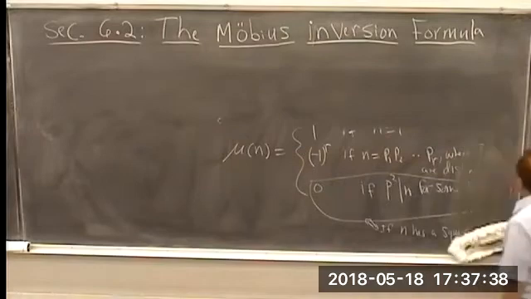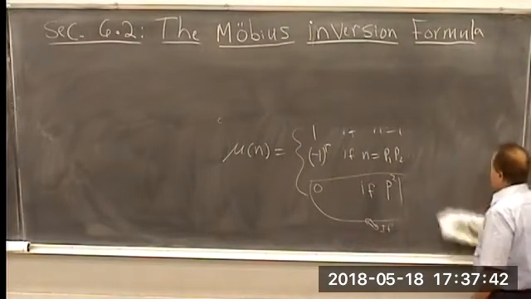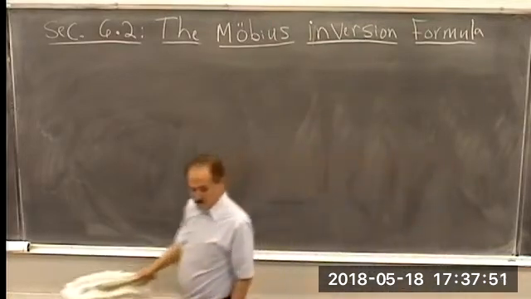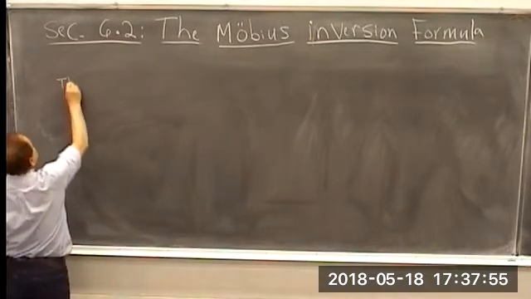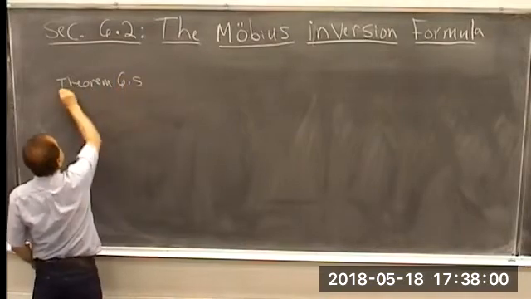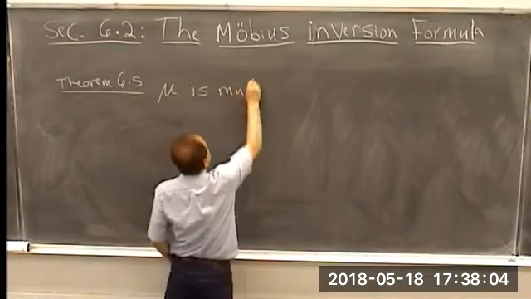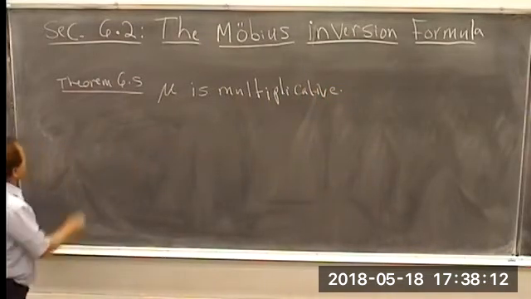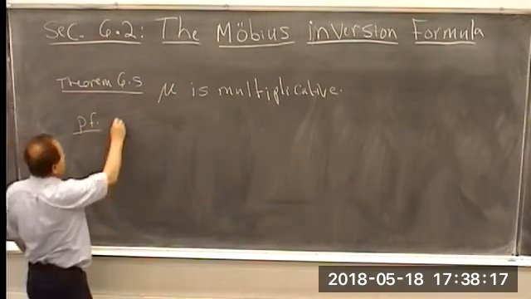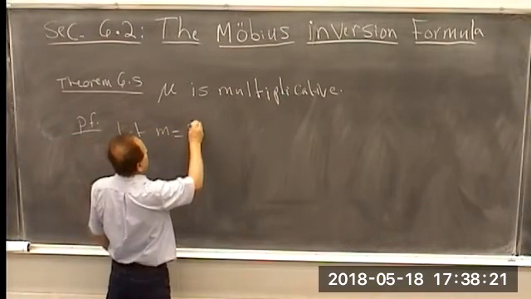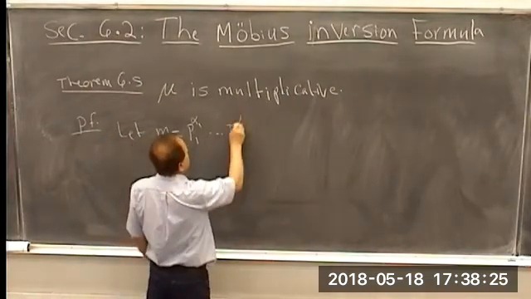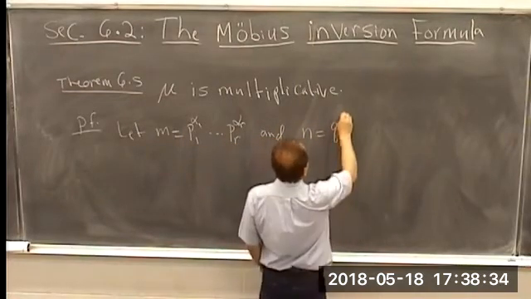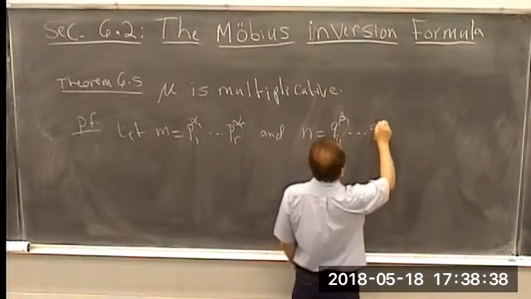First thing, it is multiplicative. Most of the number theoretic functions that are of interest are the ones that are multiplicative. This is the first one. So this is theorem 6.5. Mu is multiplicative. And the proof is very straightforward. So let's assume that m equals p1 to the alpha 1 up to pr to the alpha r, and n equals q1 to the beta 1 up to qs to the beta s.